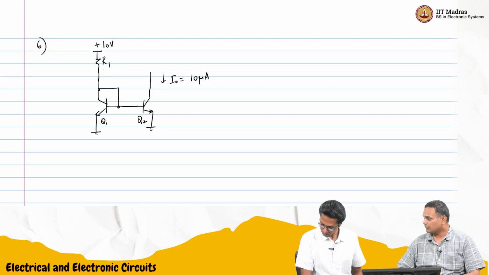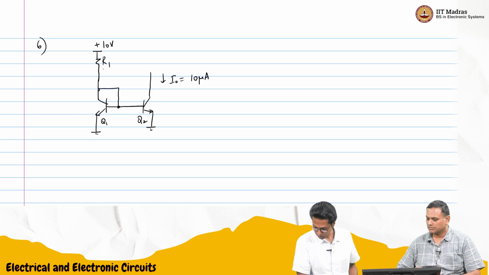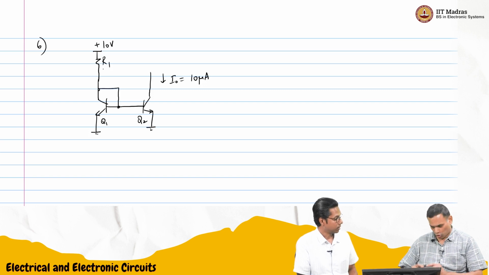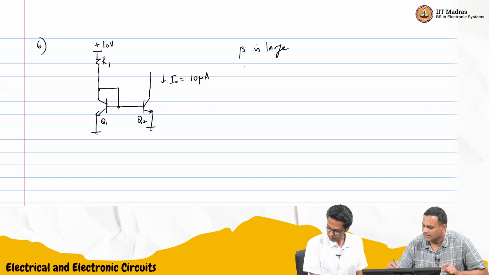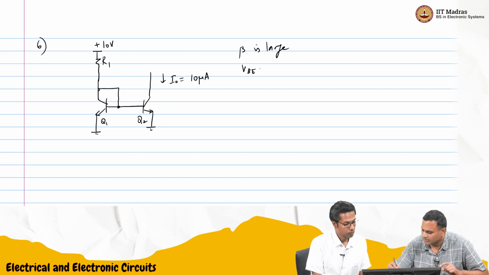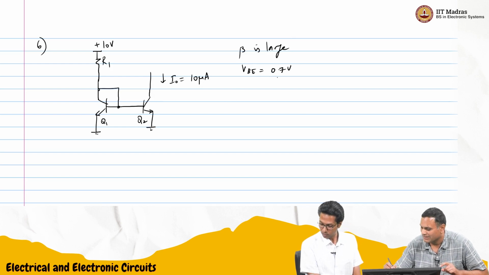And do you know the beta of the transistors? Actually, determine the value of required resistors, assuming that VBE is 0.7 at a current of 1 milliampere and neglecting the effect of beta. Okay. So, beta is large. Yeah. And you are also told that VBE is 0.7 when the current is 1 milliampere. Yeah.